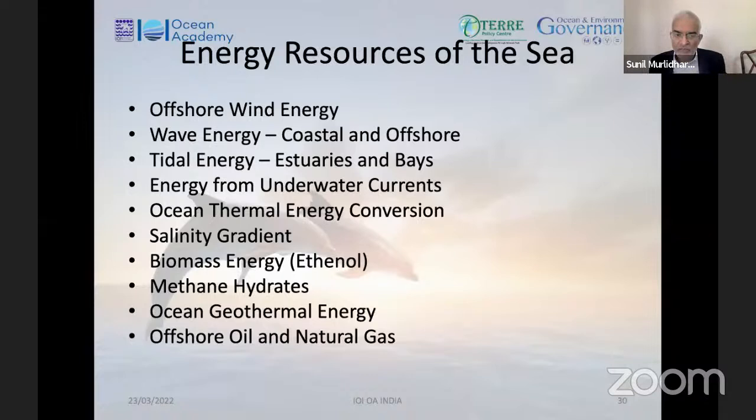Then, of course, there are some other in-principle things such as salinity gradient. You have what we call osmosis. If you have reverse osmosis, you can create fresh water from salt water, which uses electricity. You have to feed in electricity in order to convert the salt water into fresh water. If you reverse the process, if you put in fresh water and convert that into salt water, you can use that salinity gradient and produce electricity. Again, these are all kind of experimental, or what we like to call concepts, as it were, than anything else.